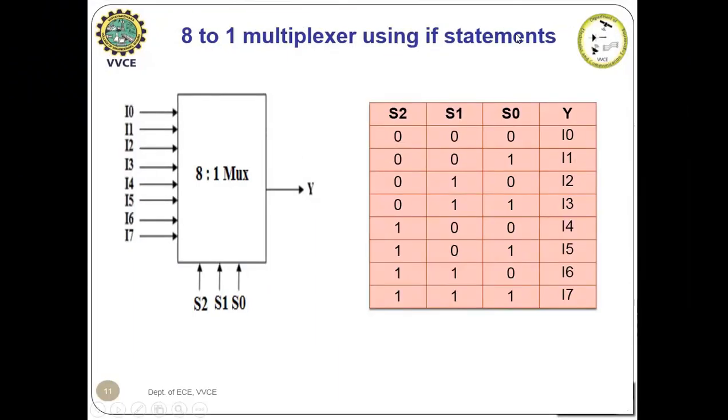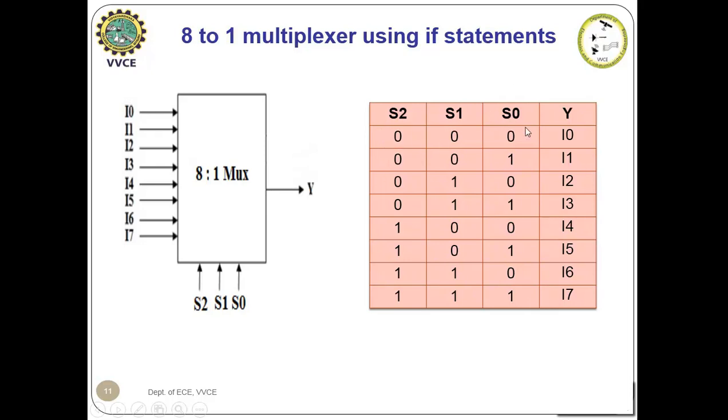The next code is an 8:1 multiplexer using if statement. In an 8:1 multiplexer, I have 8 input lines, that is I0 to I7, and 3 select lines S0, S1, S2, and 1 output Y. The truth table is being shown here.